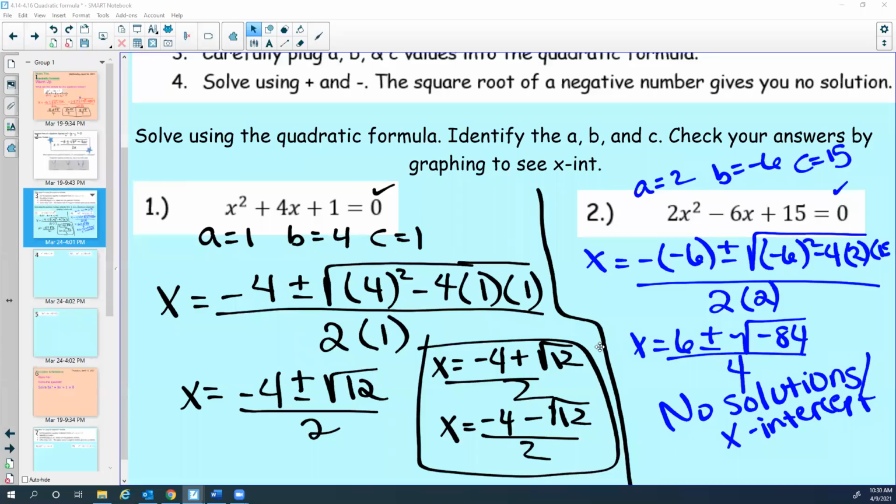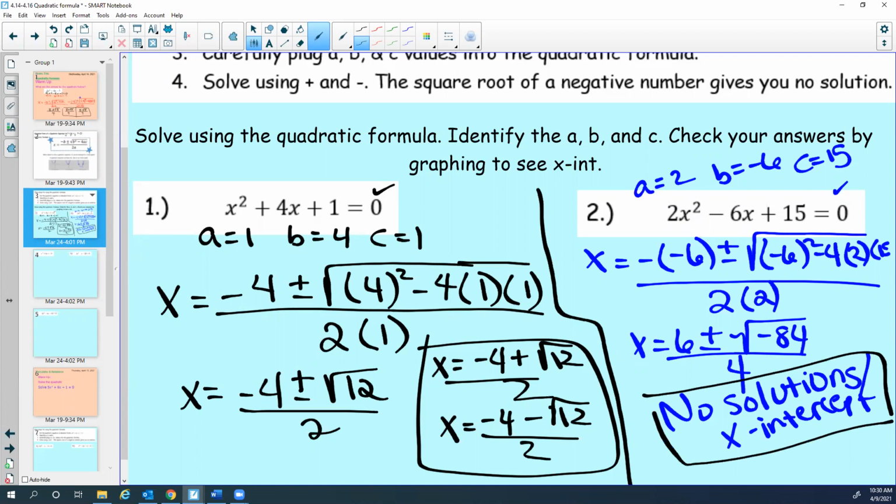And if you did want to confirm to make sure you did it correctly, remember, you can go graph that equation, 2x squared minus 6x plus 15. And when you do that, you will see that there is no point where this crosses the x-axis. The parabola is above the x-axis. The vertex never goes down to it, which is why we have no solutions, no x-intercepts.